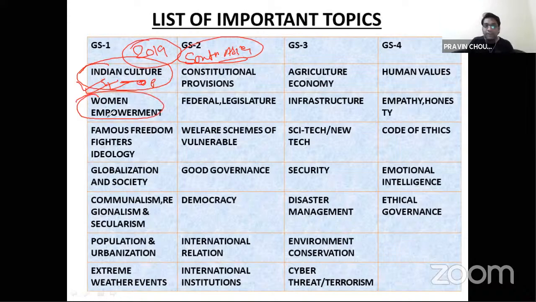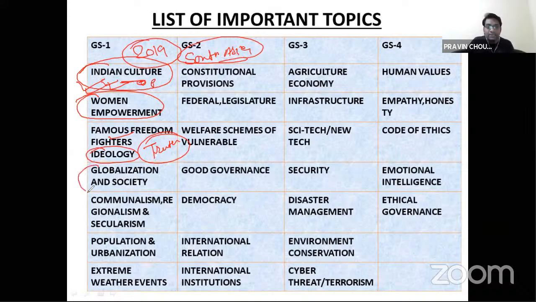You can utilize this topic in every GS paper, essay paper, even in an interview. Famous freedom fighters' ideology: Subhash Chandra Bose's ideology, how it was different from Jawaharlal Nehru. Gandhian principle, Gandhian ideology, Ishwar Chandra Vidyasagar, Raja Ram Mohan Roy, Swami Vivekananda. Swami Vivekananda talks about Satya, what is truth. So that requires a very good understanding of the ideology.